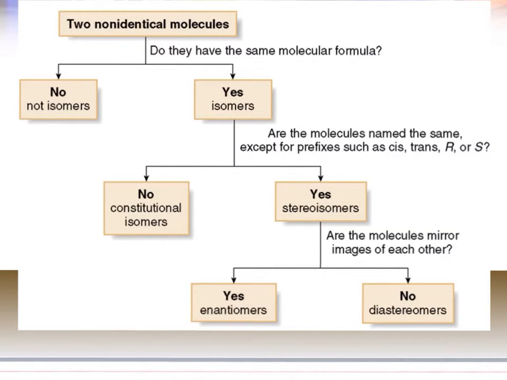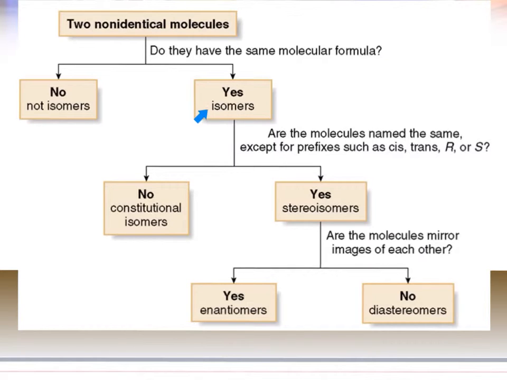So we have a pair of chemical compounds sitting in front of us. We would like to ask a series of questions. Do these chemical compounds have the same molecular formula? If they do not, they are not isomers. If they do, then yes, they are isomers.